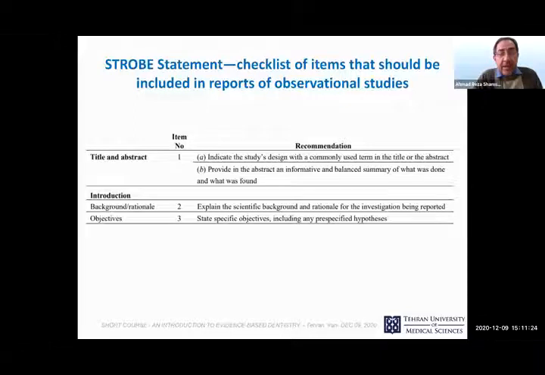And the next one, 1B, is to provide in the abstract an informative and balanced summary of what was done and what was found. So the reader could find rapidly whether this evidence could answer his or her question or not, and then can decide to read the full text or not. The first part of the full text is the introduction, which starts with background and rationale, and is followed at the end by the objectives, which should be clearly stated. Because in evidence-based dentistry, we have clear questions.